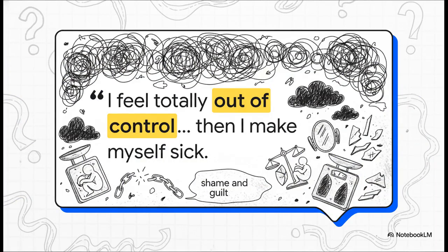It's a relentless, distressing pattern. This statement really captures the whole experience. That feeling of being out of control is often terrifying, and it's followed by this wave of shame and guilt. That shame is what drives the need to compensate. And because people with bulimia are often at a normal or above normal weight, this whole cycle can be a secret they carry for years.